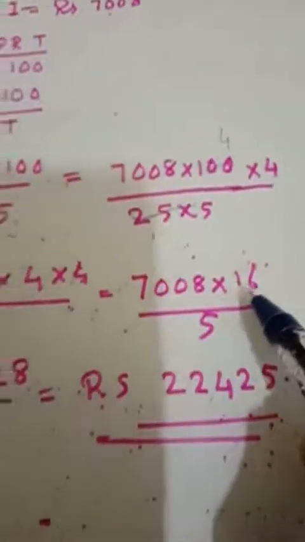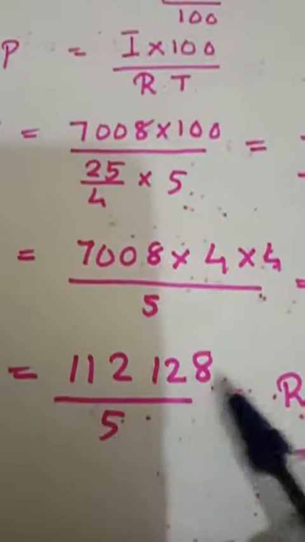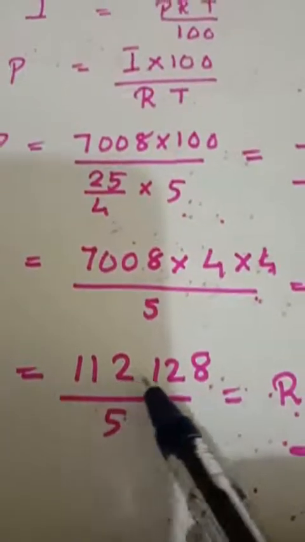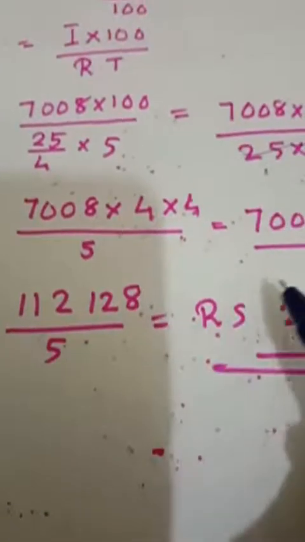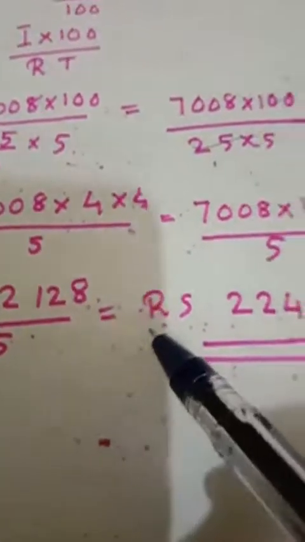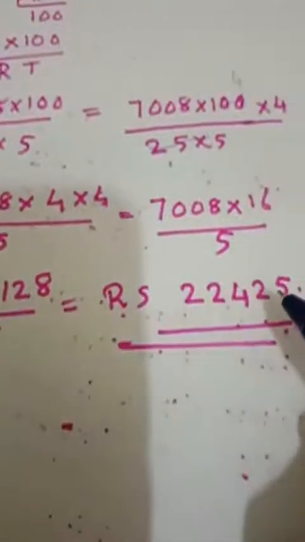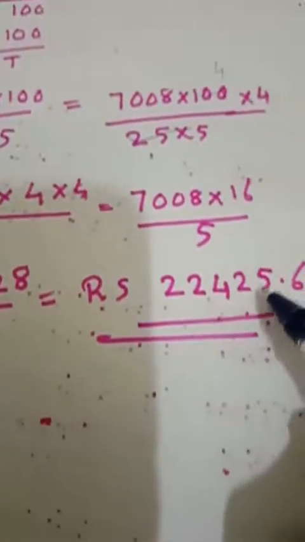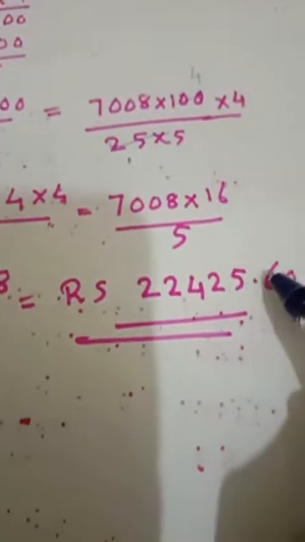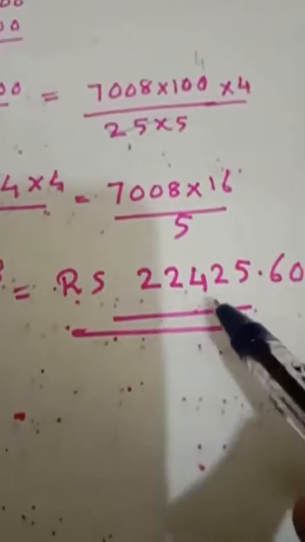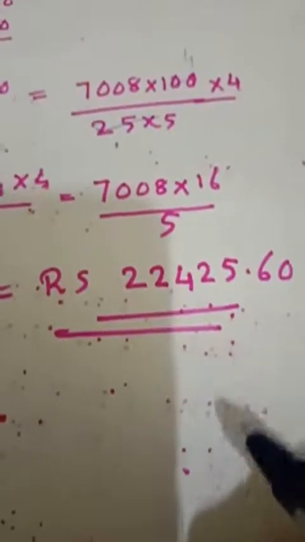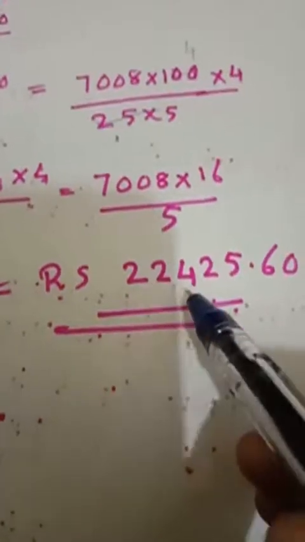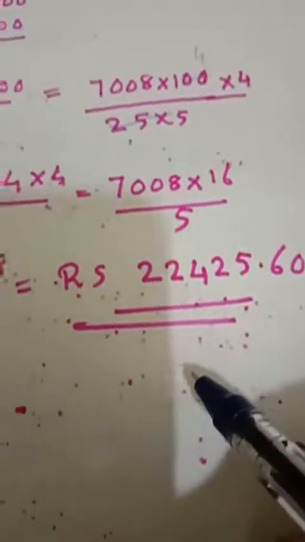7008 into 16 is 1,12,128, divided by 5. Now division by 5: 2 fives are 10, 2 fives are 10, then 20, 4 fives are 20, and so on. So 22,425.60 is the answer. Principal is equal to 22,425.60.